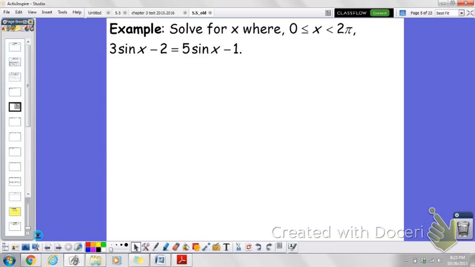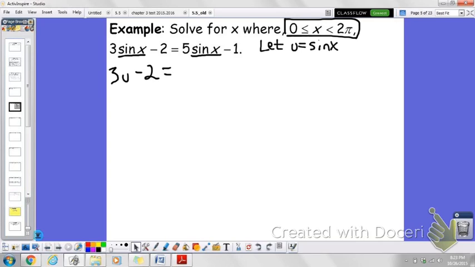Now for our next example, we are going to solve for x whenever x is between 0 and 2 pi. So we're only going to worry about those angles. Our equation is 3 times the sine of x minus 2 equals 5 times the sine of x minus 1. Again, to make things easy on us, we're going to say that u is equal to the sine of x. That's just to help us out solving the equation. I have a sine of x here and a sine of x here, so anywhere I see those, I'm going to put a u. So I will have 3u minus 2 equal to 5u minus 1. Now you just need to solve for u.